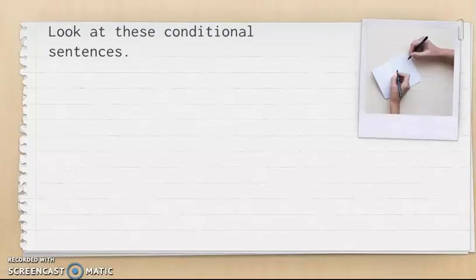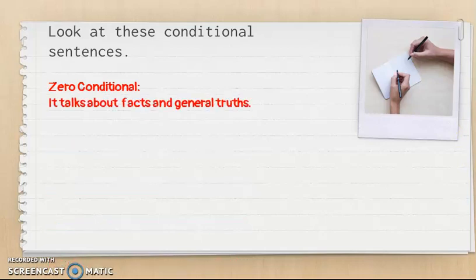So what are conditional sentences? I'm going to teach you the first type of conditional sentence: zero conditionals. Let's take a look at different sentences so that you can understand what zero conditionals are. Zero conditionals usually talk about facts and general truth.